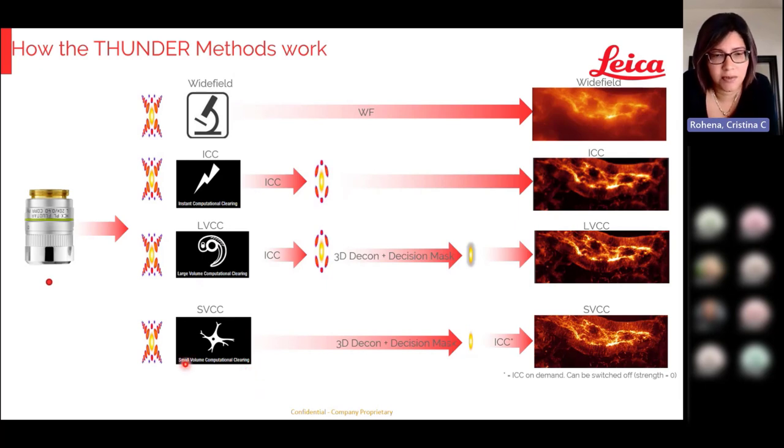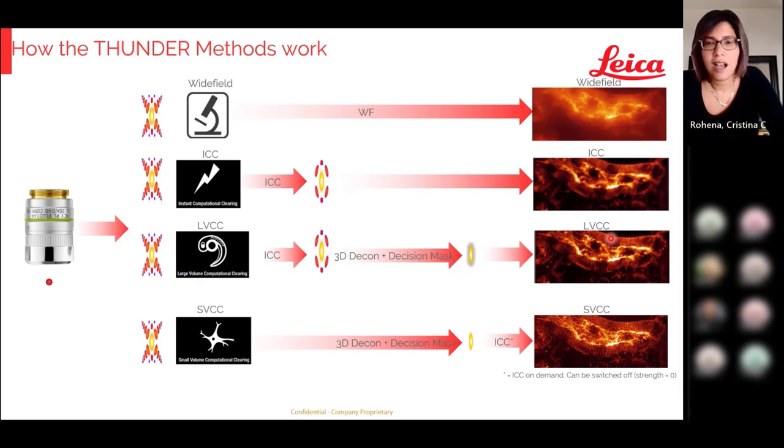Instead, if you have thinner samples, we recommend this small volume computational clearing. This small volume computational clearing again uses our deconvolution, but it does this first. And it does use all of the optical parameters of your microscope optics, the excitation and emission wavelengths, as well as your emission media, embedding media, to process your image. And then this can be further processed with our instant computational clearing technology behind Thunder to really reveal much finer structures in your image and allow you to now quantify things that were masked by the blur in your Widefield image.